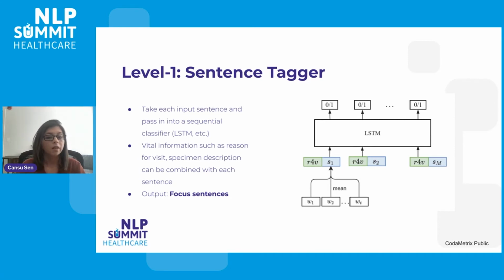If you have some accompanying information, such as reason for visit or a description of the specimen, then you can also generate a vector representation for this information, and you can concatenate that vector representation with your sentence level representations at each step. That's what we're doing here. And finally, these concatenated representations are passed through an LSTM layer, and we assign either 0 or 1 at each step. This is how the sentence tagger works.